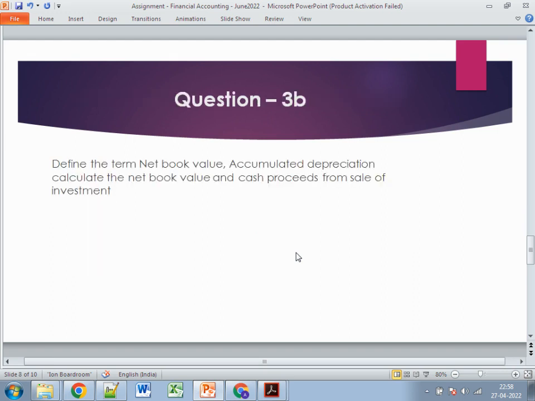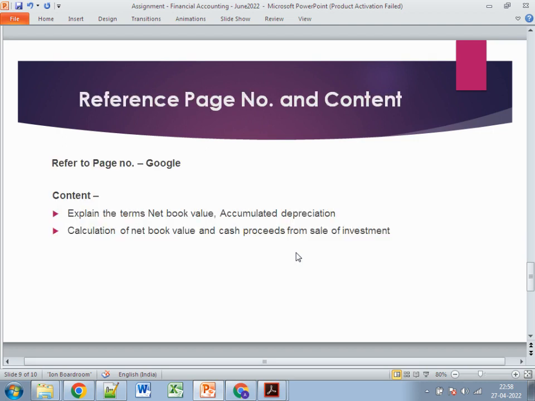Now going to the third B question: define the term net book value, accumulated depreciation, and calculate the net book value and cash proceeds from the sale of investment. Right, so this is again not directly from the book, so you need to explain the net book value. I am just giving you a brief idea about what net book value is.